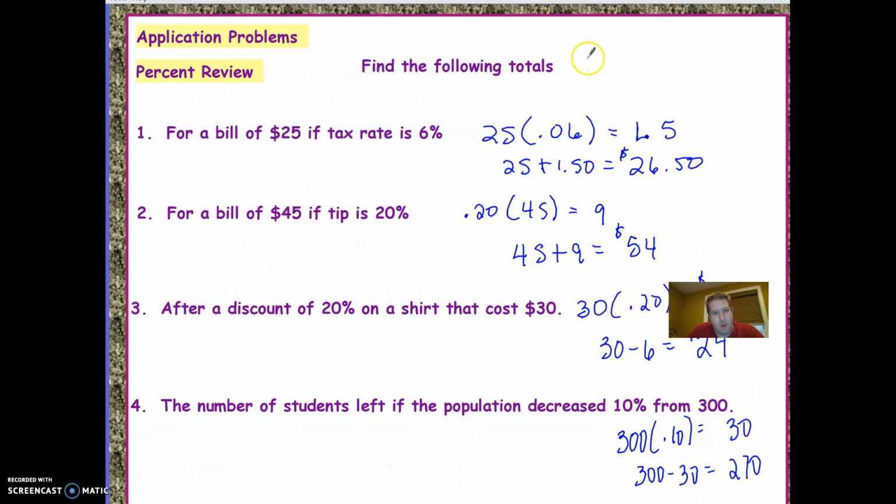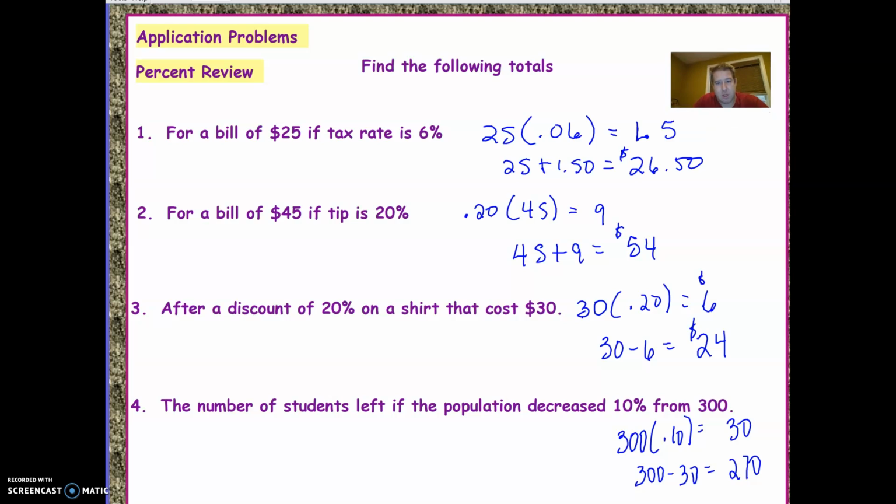Okay, so we get into, for a bill it's $25 if its tax rate is 6%, so you'd multiply $25 times 6% and you get $1.50, and then if you add that $1.50 to the $25 you get $26.50. Same with this question, once again, a real-life question. $45 times 0.2, so you change the percent to a decimal, so that's why it's 0.2. That gives you $9 for the tip, and then you add that to the $45, you get $54 total bill.